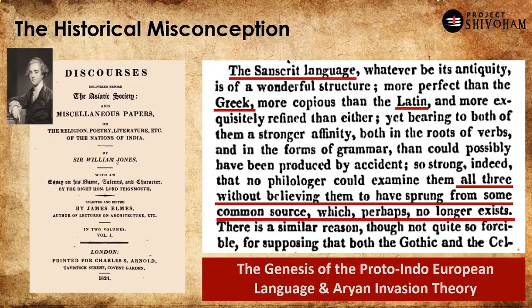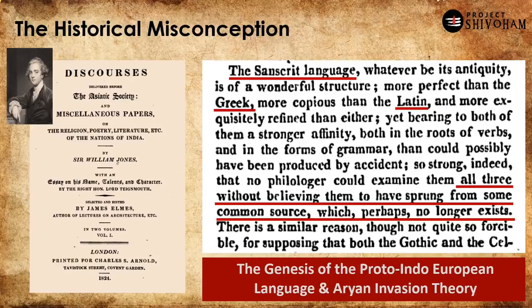And here is the most important thing. What he says is that no linguist could examine all these three, Sanskrit, Latin and Greek, without believing them to have sprung from some common source, which perhaps no longer exists. So basically what William Jones is hypothesizing is that Sanskrit, Greek and Latin, all three of them, have one common ancestral language which does not exist today. It is a hypothesis that he puts forward.